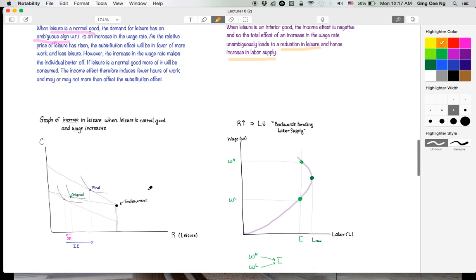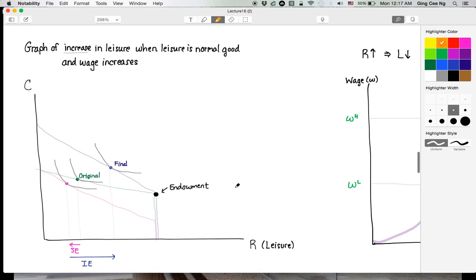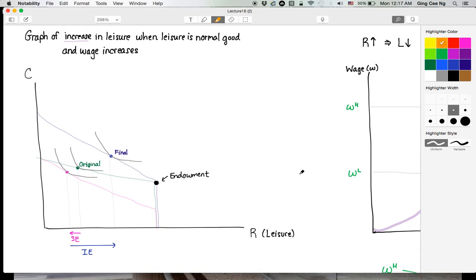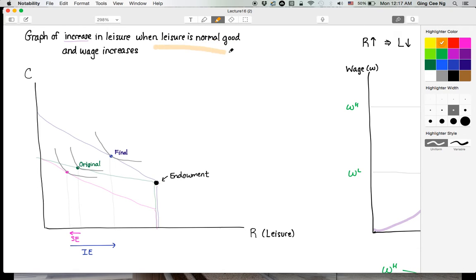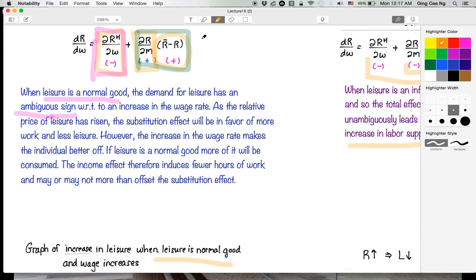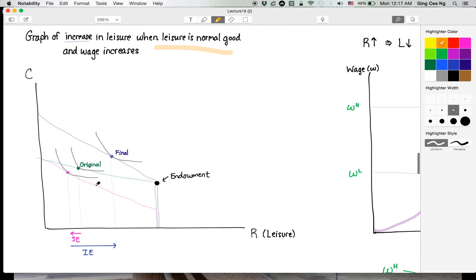All right, thankfully I don't have to draw this graph on the board. Suppose leisure is a normal good, and let's say I plot the case where there ends up being an increase in leisure, which means that this total sign is positive. Well, in the original case, I was here, in the green line.